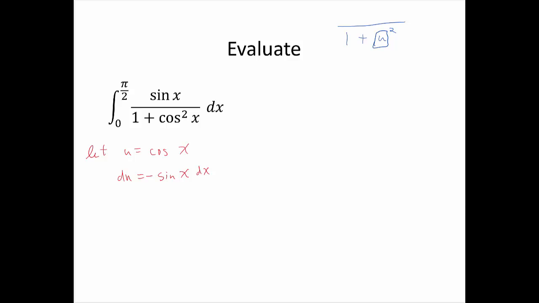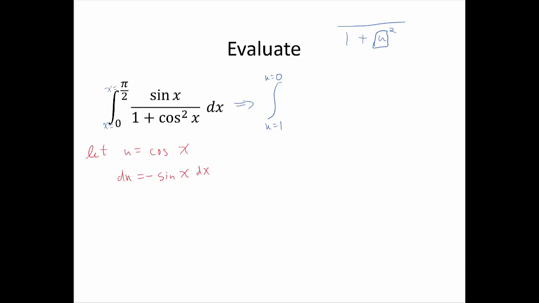And so then let's see what happens when we make that substitution. If u is equal to cosine x, remember this is an x equals 0, this is an x equals pi over 2. If x equals 0, then u would equal 1, the cosine of 0 being 1. And if x is pi over 2, the cosine of pi over 2 is 0. This would be u equals 0.